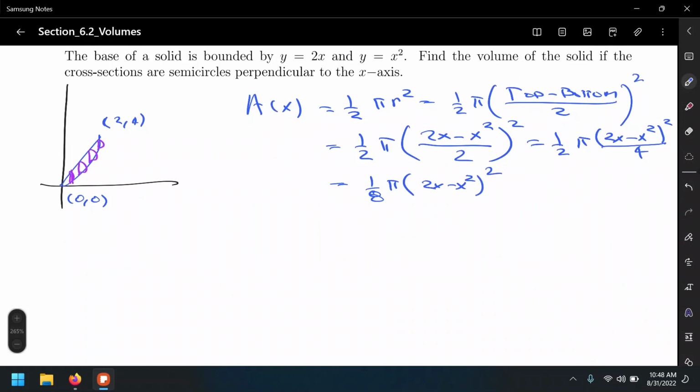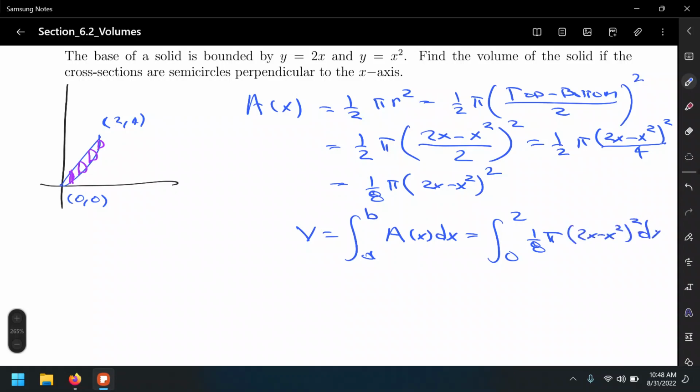And when setting up the integral, volume equals the integral from a to b of A of x with respect to x, and that's the integral from 0 to 2, because we want limits of integration in the x direction, of A of x, the formula that we already found, 1/8 pi (2x minus x squared) quantity squared. And for the sake of time, I'll give you the result of this integral. This should give us 2 pi over 15.